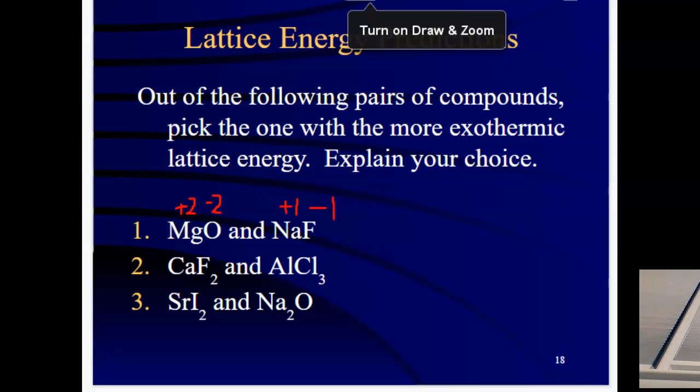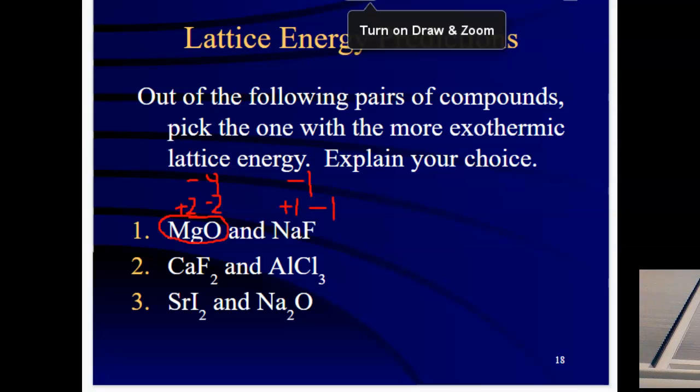The first thing you're going to look at are those charges. Magnesium, we know very quickly looking at the periodic table, is a +2. Oxygen's a -2. So when we put those together, we're going to end up with a -4. And here, sodium's a +1, fluorine's a -1, so we're going to end up with a -1. Well, we already said the bigger the charge, the more exothermic, the stronger the lattice. So -4 is our winner over -1.